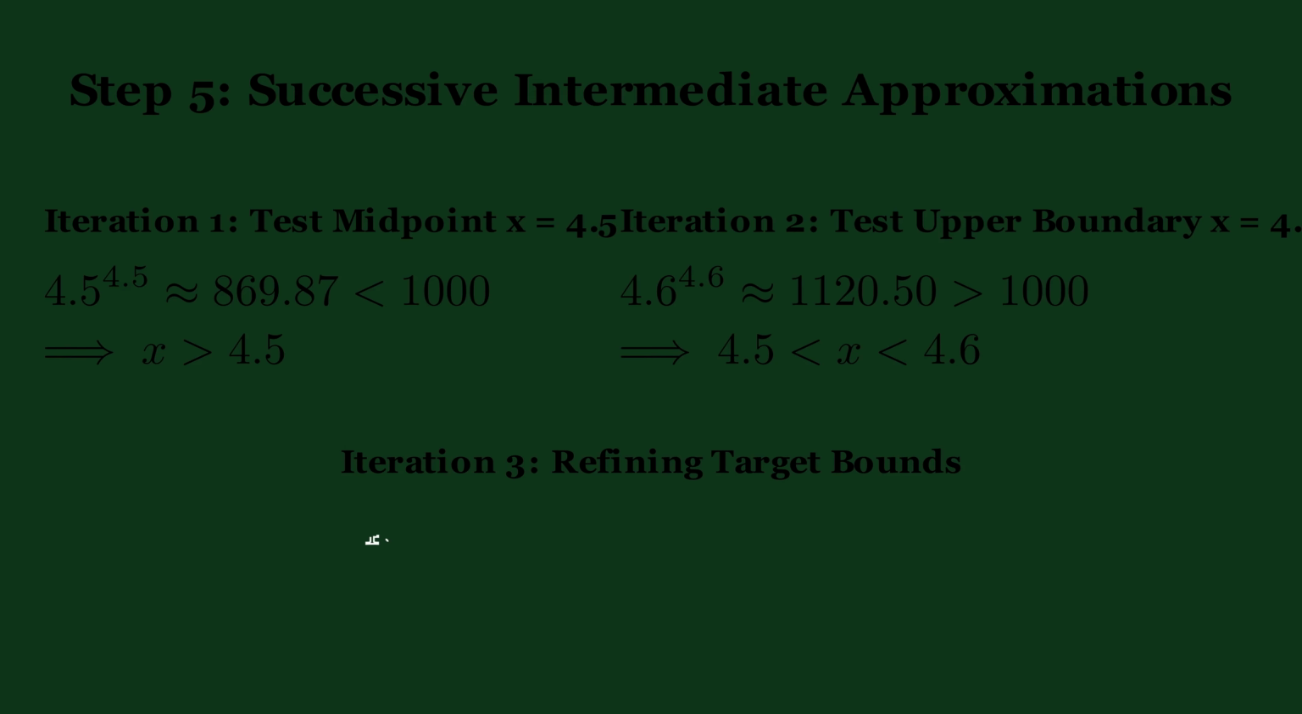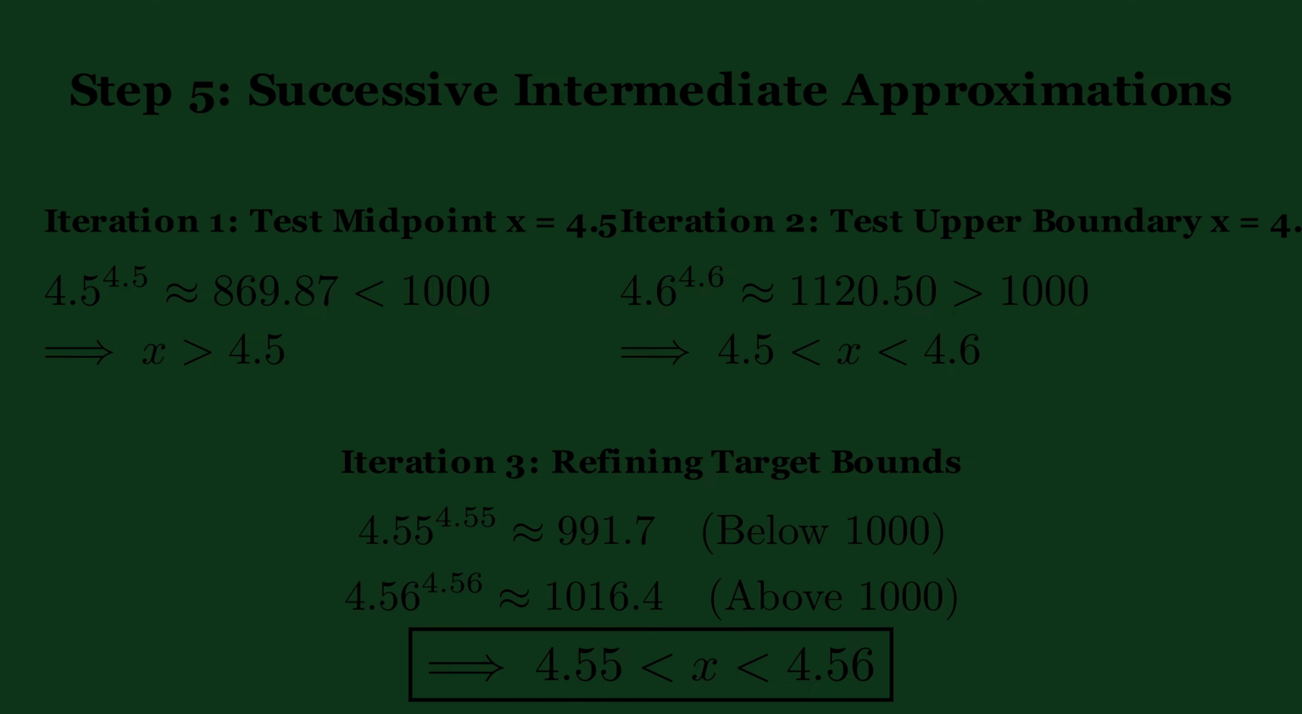If we zoom in further and test the midpoints, 4.55 yields 991.7, while 4.56 gives us 1016.4. The net is closing in fast. The value of x is firmly locked between 4.55 and 4.56.